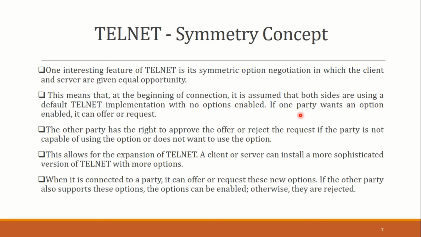If one party wants an option enabled, it can offer or request. The other party has the right to approve the offer or reject the request if the party is not capable of using the option or does not want to use the option. This allows for the expansion of telnet. A client or a server can install a more sophisticated version of telnet with more options. Now when it is connected to a party, it can offer or request these new options. If the other party also supports this option, the options can be enabled, otherwise they are rejected.